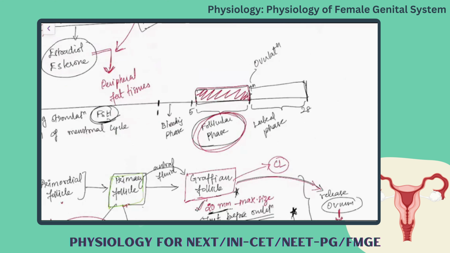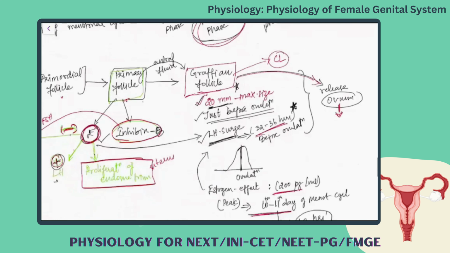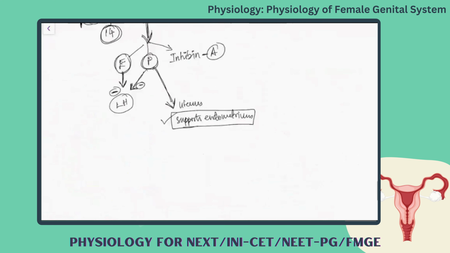If fertilization is taking place, the support given by the progesterone makes the fertilized zygote fix for the implantation process. So we don't know whether fertilization will happen or not. So on the whole, the progesterone will maintain the endometrium. So it supports the endometrium.